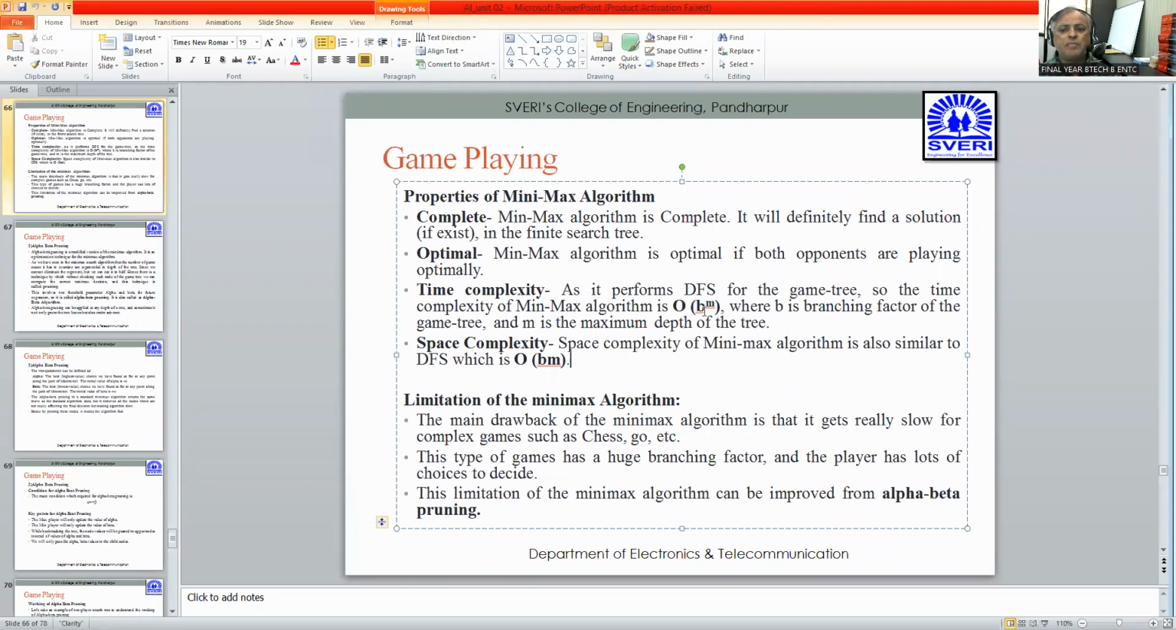Okay, so b is the branching factor and m is the maximum depth. Then comes the space complexity. The space complexity is also similar to DFS, which is nothing but O(bm).